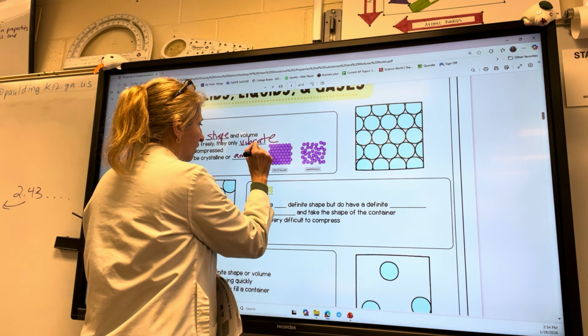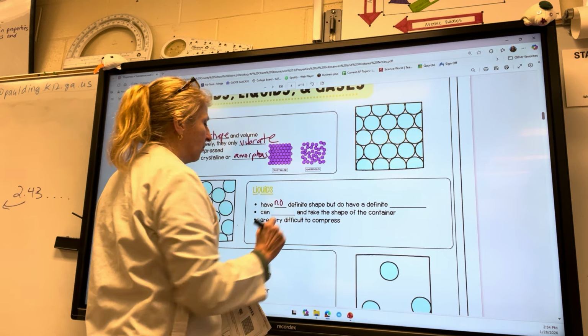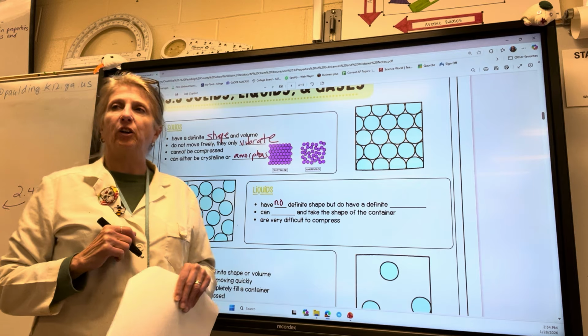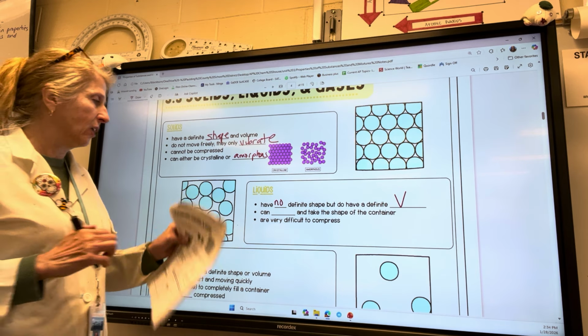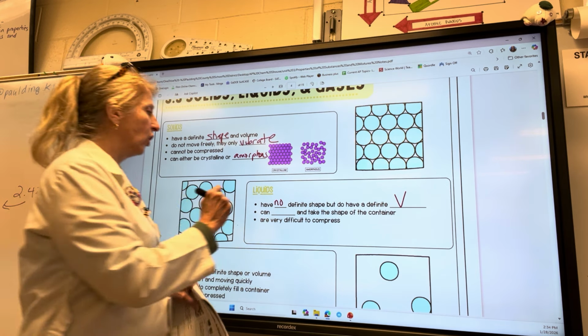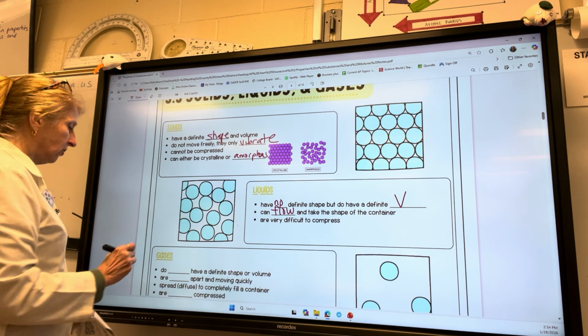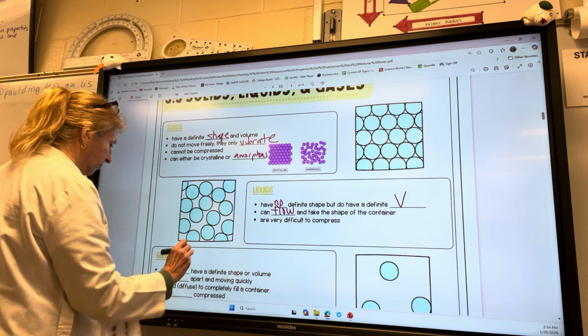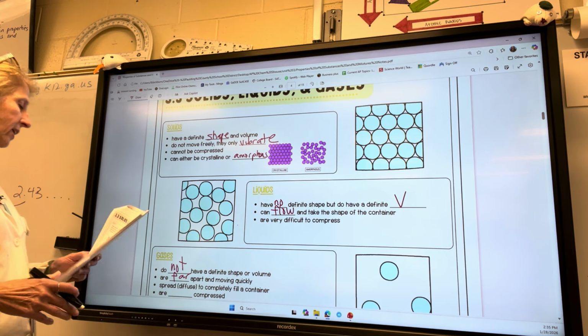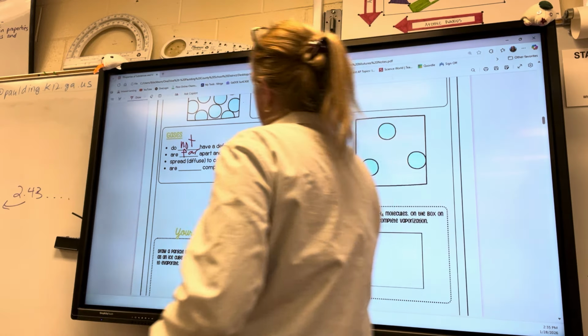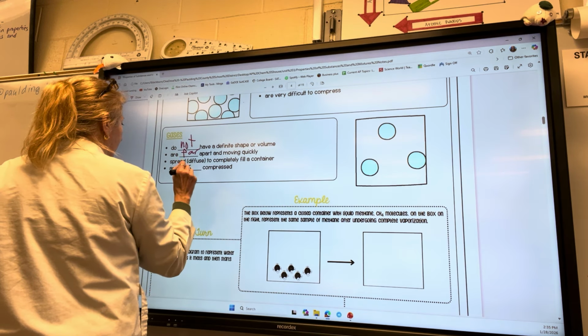Okay, all right, next, liquids have no, that one's a little weird, so I'll fill it out for you. Definite shape, but do have definite what? Volume. I'm going to just put a big V for volume, right? They can flow and take the shape of their container, and they are very difficult to compress. Gases do not have a definite shape or volume. They are far apart. They spread or diffuse to completely fill the container, and they are easily compressed.